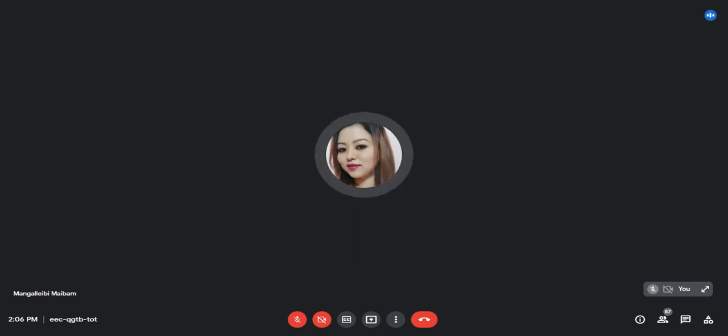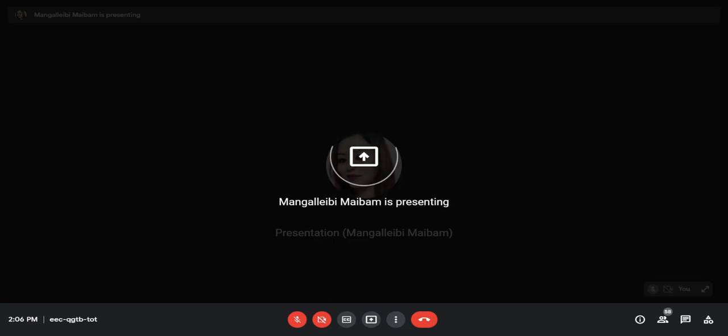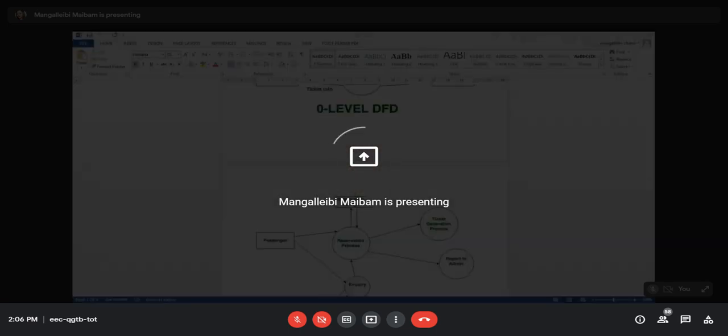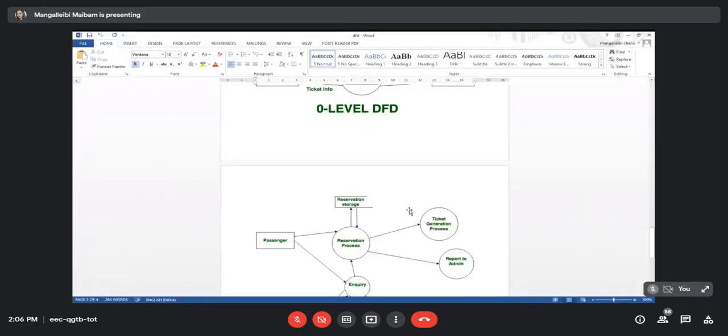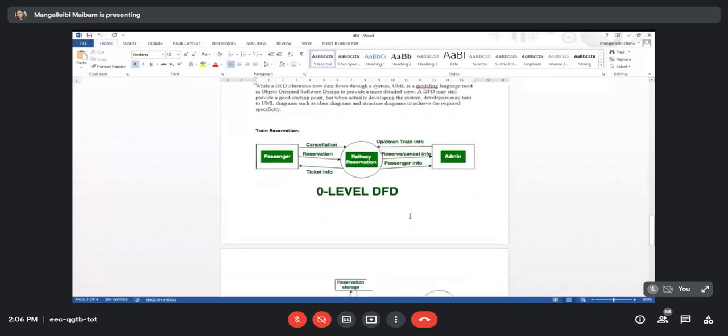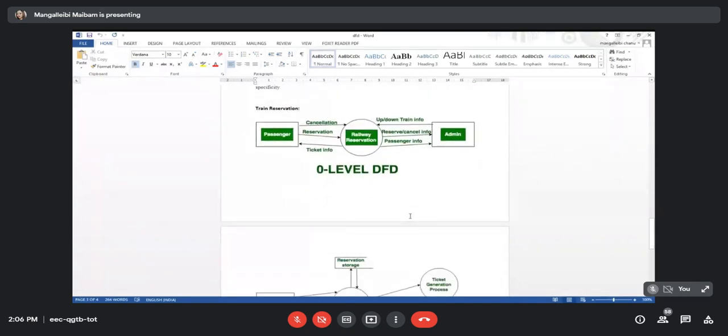So let me just show you one example, and we will wind up for today's class. So DFD, which we have discussed now, the diagram, let me show you one example. So for train reservation, here it is shown, the train reservation process. This is passenger, this is admin. We have 3 steps here, okay?